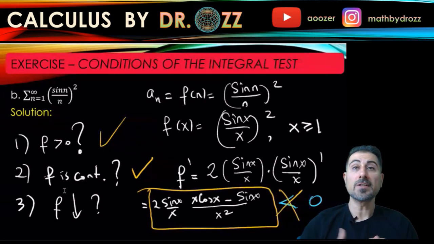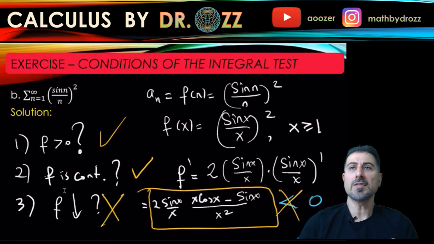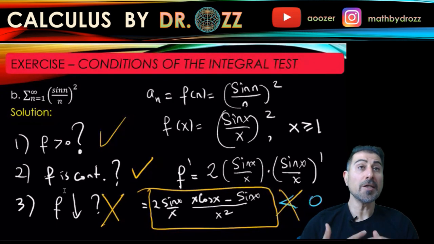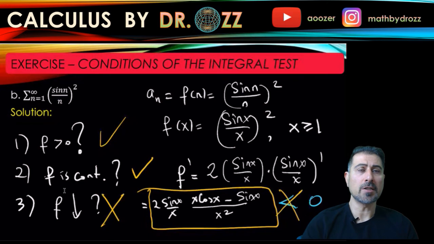Again, to verify this, it's hard to see. You can also plug in some numbers for x and check, but it's best to plot this function and see that some part of the graph is above the x-axis and some part is below the x-axis. So here the third condition fails. This simply means that I cannot use the integral test to prove convergence or divergence. So the integral test is not applicable.